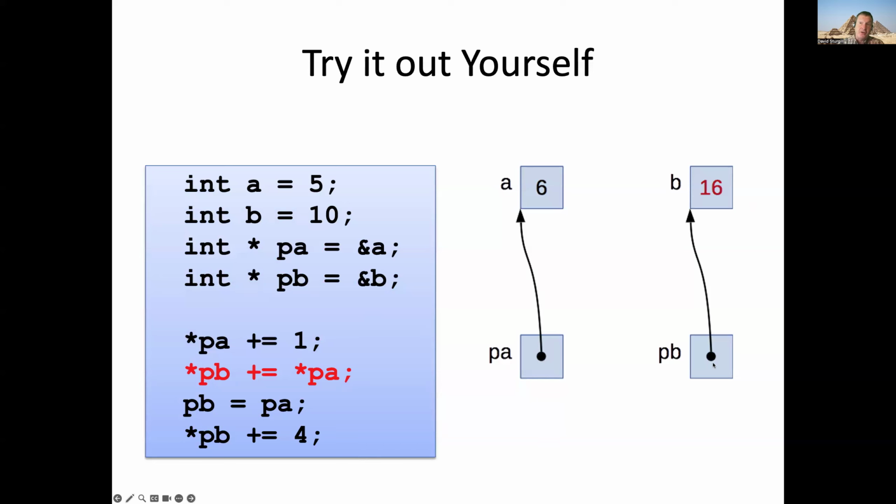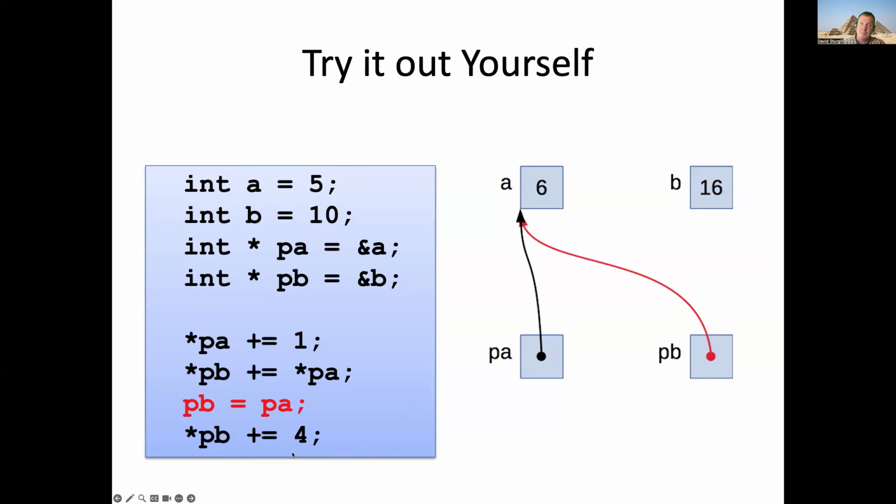I didn't use a star. I'm not talking about the things these pointers point to. I'm just copying the value from one pointer to another. I'm copying whatever's in PA into PB, so that would make PB point to the same thing as PA, like I'm showing in this slide. Now PB points to A. It got a copy of the address that was being held by PA.